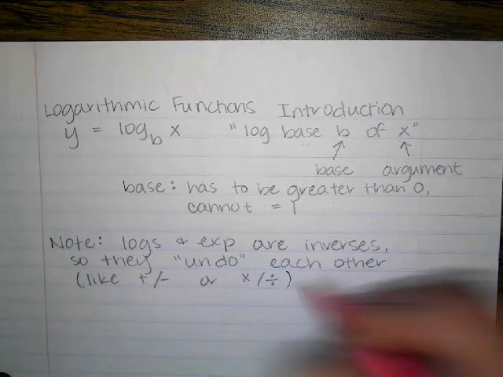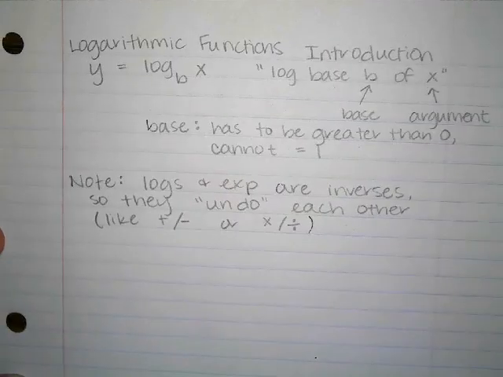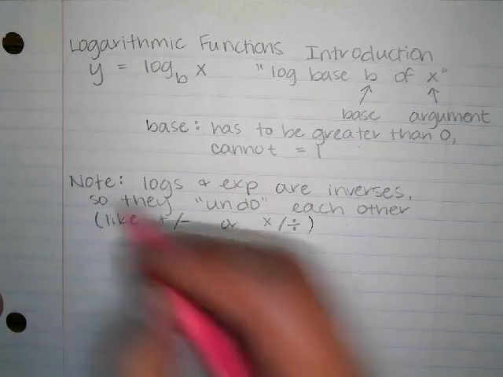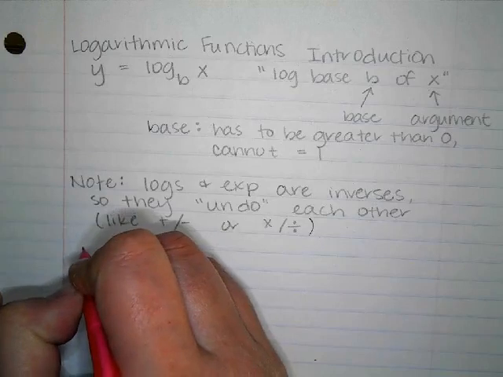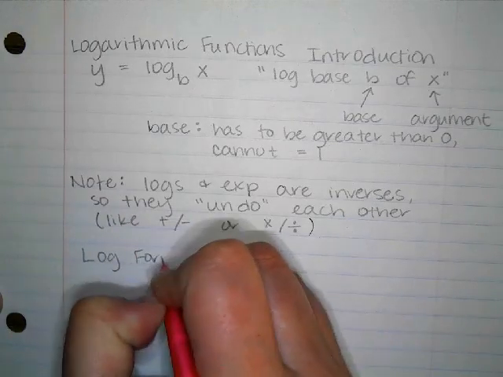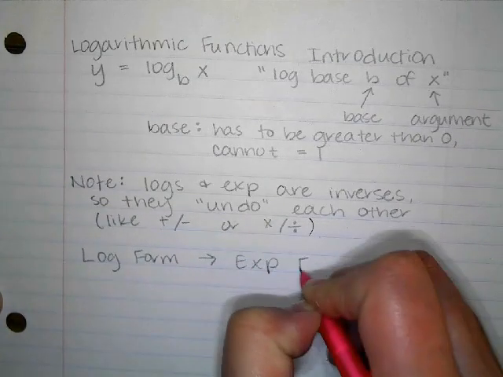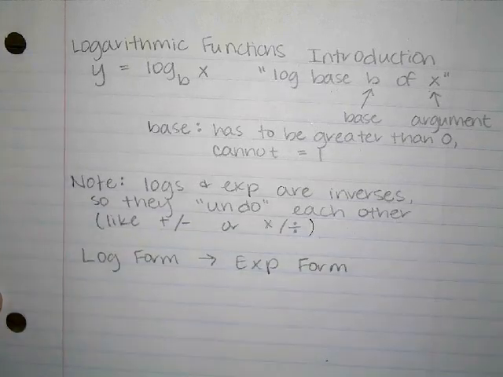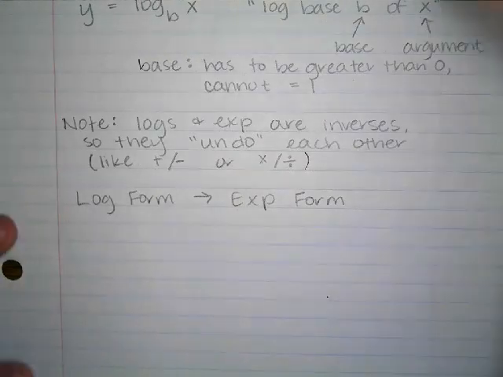Okay. So we're going to write the two different forms down. If we're converting from log form to exponential form, we have to do a little bit of that inverse stuff. We have to undo some information to be able to get it from one form to the next.